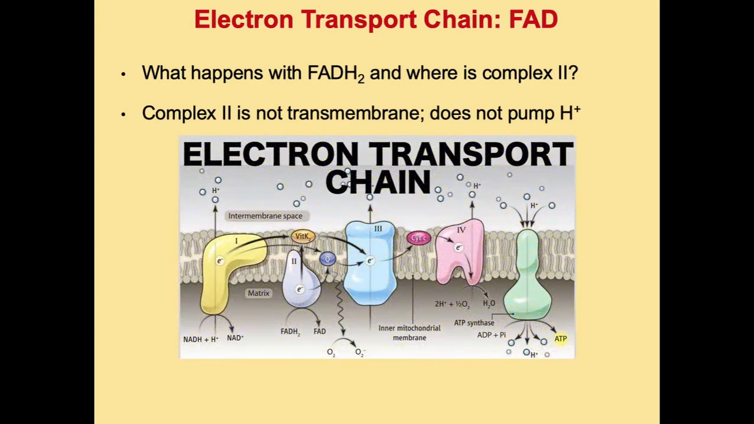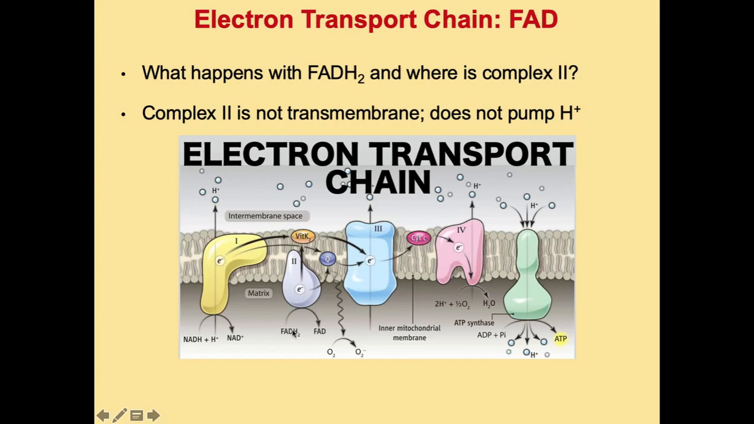Well, complex 2 is not transmembrane and doesn't pump hydrogen ions. So we can see in the image below that obviously complex 2 sits between complex 1 and complex 3, but it's not transmembrane and therefore hydrogen ions cannot flow through it.